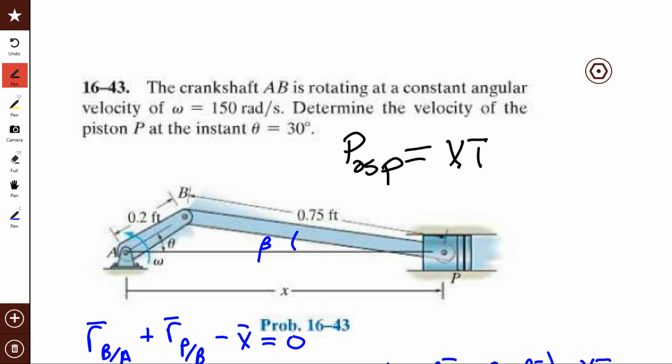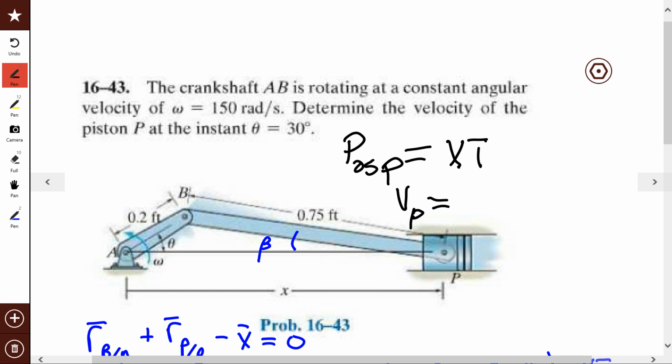Piece of cake, right? I'm not relating now. I'm just finding position. And what do I want to do with that position? Take a derivative, right? So that I get the velocity. The derivative of position is velocity. So the velocity of P is equal to, can you give me the derivative of that real quick? X dot?